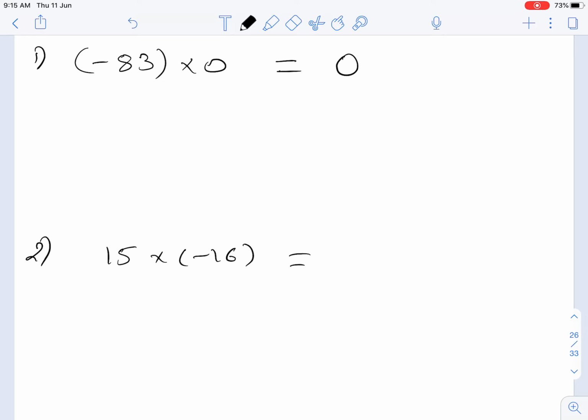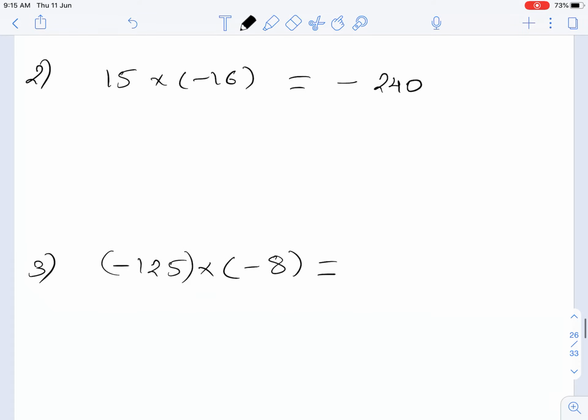Now here it is given: multiply 15 into minus 16. While multiplying this, first we will multiply the signs. For 15 there is no sign, which means it is positive. So plus into minus will become minus, and then we have to multiply the numbers 15 into 16, that is equal to 240. Now let us look at the next example.